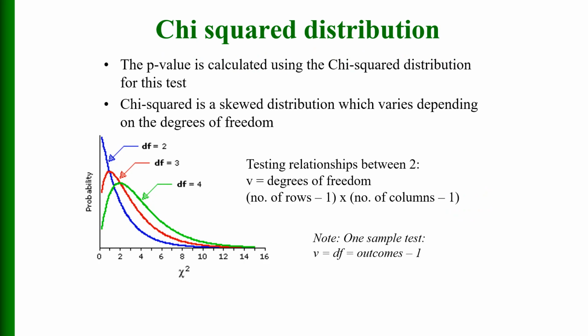Chi-square distribution. The p-value is calculated using the chi-square distribution for this test. Chi-squared is a skewed distribution which varies depending on the degrees of freedom. If the degrees of freedom are equal to 2, the distribution will be like this. If the degrees of freedom are 3, then it will be like this. And if the degrees of freedom are 4, then it will be like this. Now, for testing the relationship between two variables, the degrees of freedom v is the number of rows minus 1 times the number of columns minus 1, and for a one sample test, v, the degrees of freedom, is outcomes minus 1.